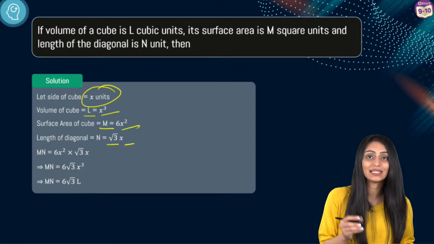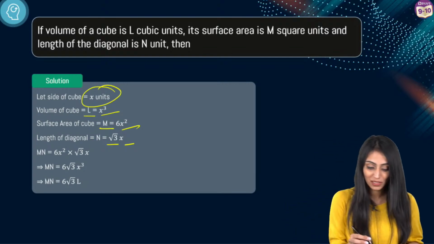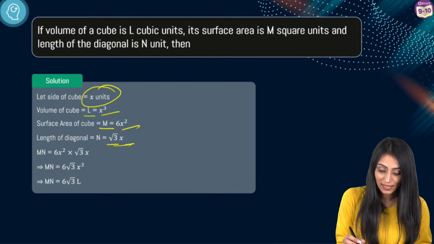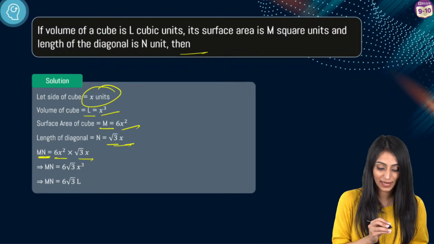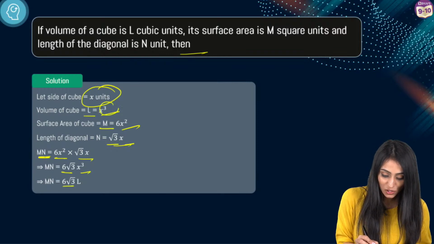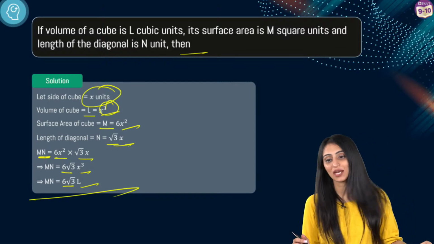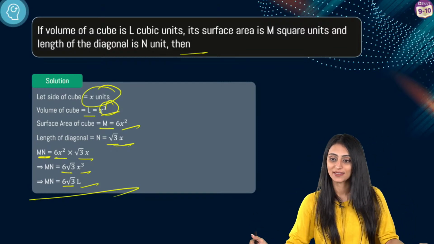Length of diagonal is what? Root 3 times the side. So that's going to be root 3 times x. Question says, then relations were given, right? So Mn is what? Mn would be equal to 6x square times root 3x. That's going to be 6 root 3 x cube. 6 root 3 remains as it is and x cube is nothing but that's L. So that's the value for Mn.